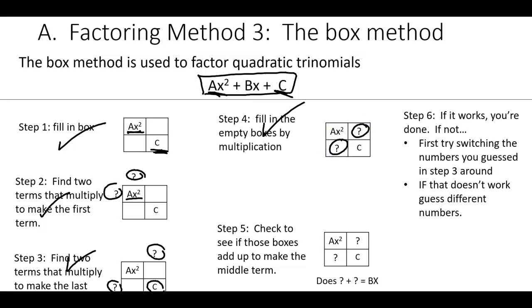And then step 5, check to see if these numbers, the diagonal ones, add up to make the middle. If they do, we win and we're done. If they don't, we have to try some different guesses.